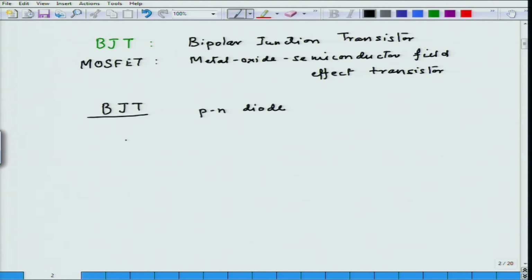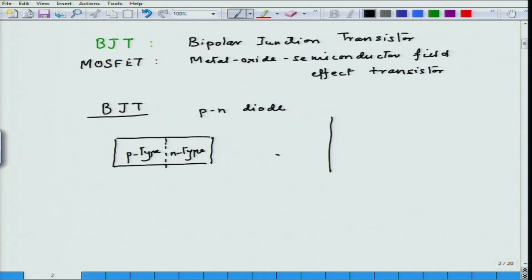In our earlier lectures, we have seen that if I have a PN diode, the PN junction, where the material is P type here and N type here, and then if I connect it to a circuit and apply proper bias, I will get a diode behavior, which is described by this equation we have derived earlier.